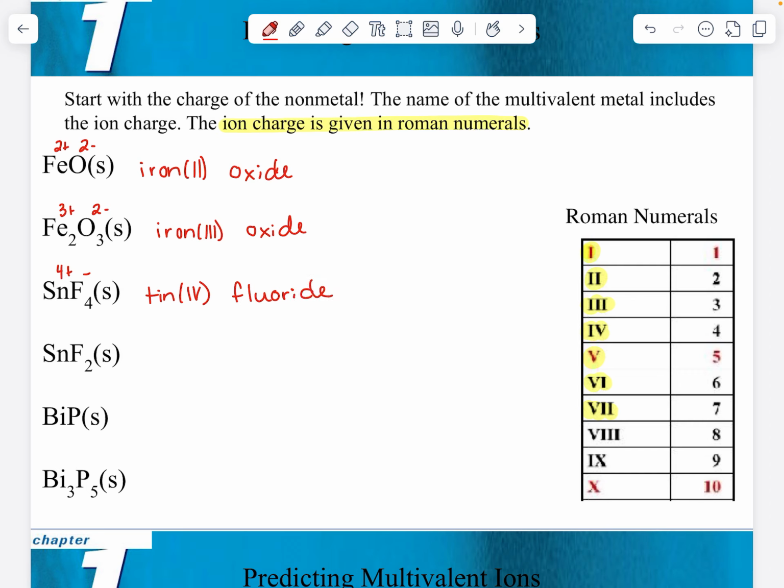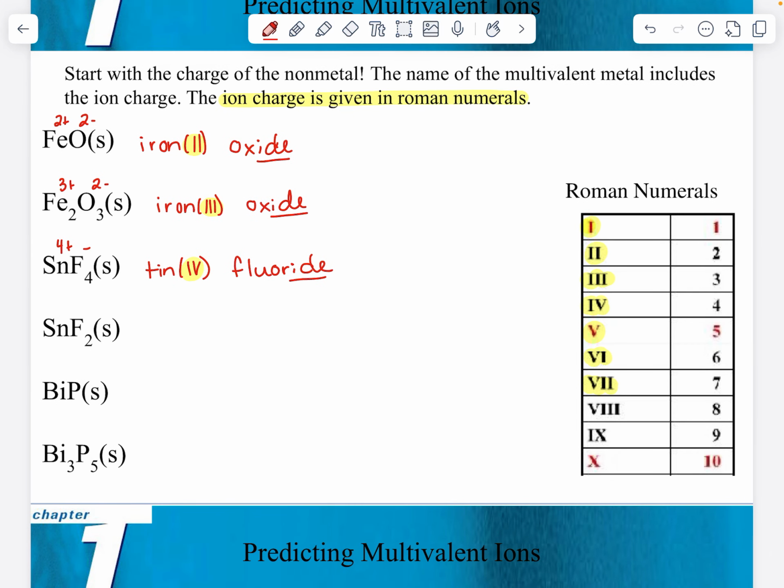Notice that our nonmetal still ends in "ide," so that doesn't change. The only thing that's different is now we're including the Roman numeral to indicate what charge that ion has, since it has multiple charges. Okay, so pause the video, try the last 3 examples.